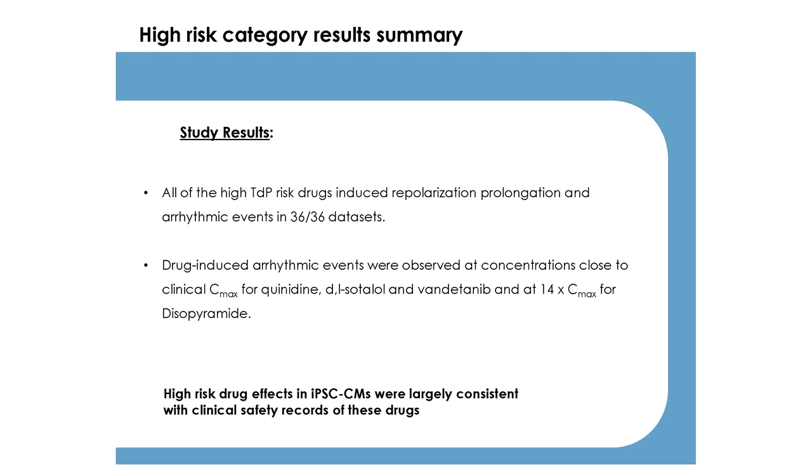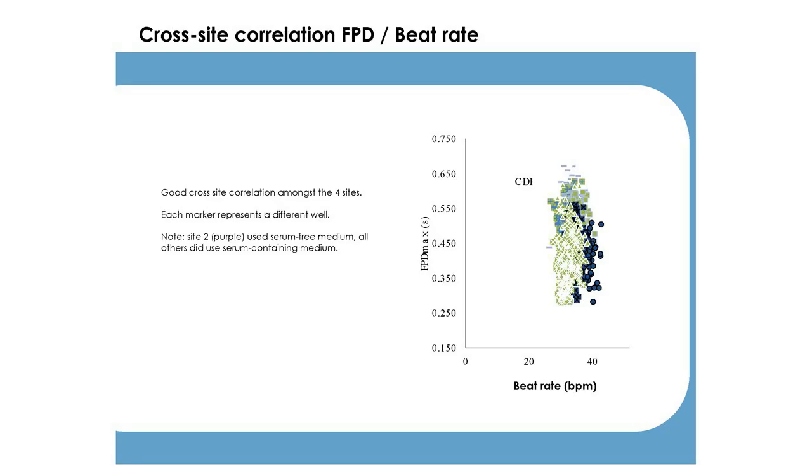And this is just a little bit of statistics here. So that's a cross-site correlation, field potential duration to beat rate. And for the iCell Cardiomyocyte squared, we found really good cross-site correlations amongst the 4 sites. And one thing to note here is that site 2, this is the purple one, used serum-free medium, and the others did use serum-containing medium.